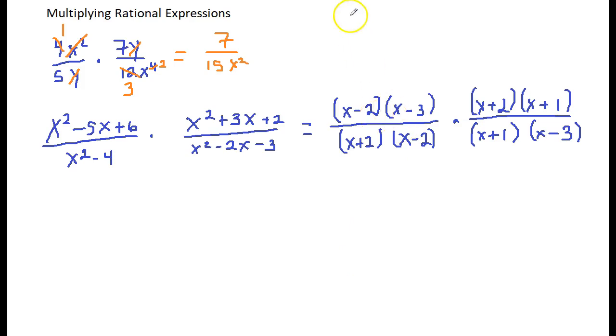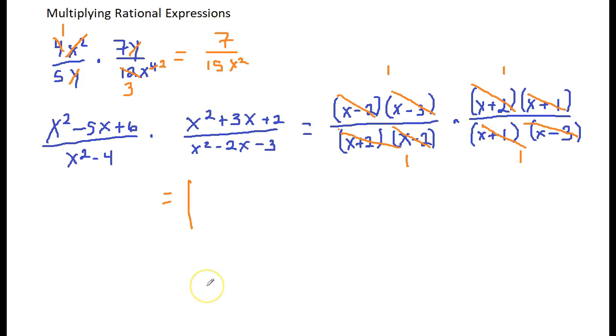All right, now what we do is we cancel top to bottom like factors. Okay, so I have an x minus 2 and an x minus 2. Those would cancel. I have an x plus 1 right here, and an x plus 1. Now I have an x plus 2 and an x plus 2. So those cancel. I have an x minus 3 and an x minus 3. Oh, wow. So what have I got left? 1. So for this one, it just simplifies to give me 1.